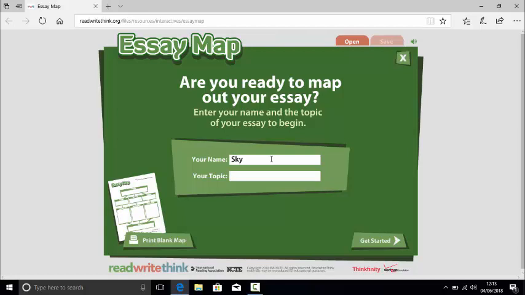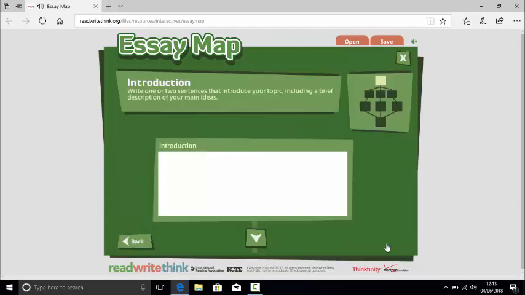The topic I'm going to do is dogs as pets, and I'm going to make a case for why dogs are the best pets. Okay, so get started. In the introduction, write a couple of sentences about the topic. I'm just going to write a few words to give an idea. You can make this as long or short as you want, but basically you want to keep it in note structure.